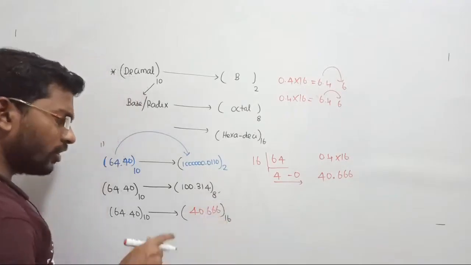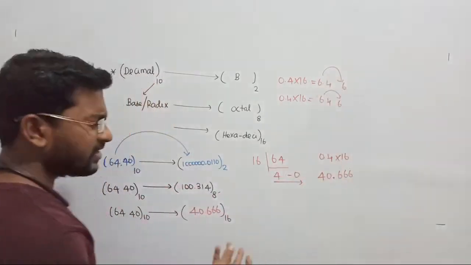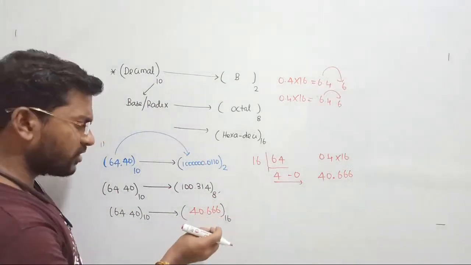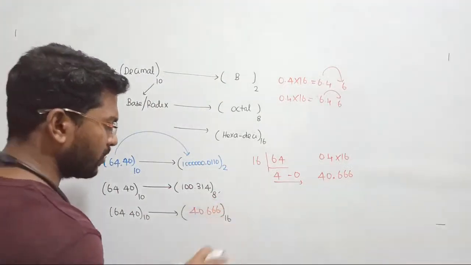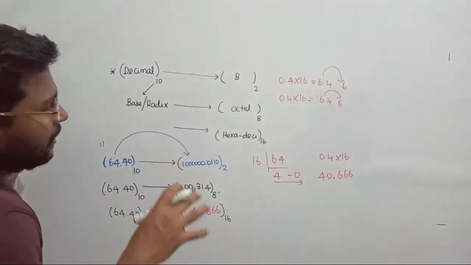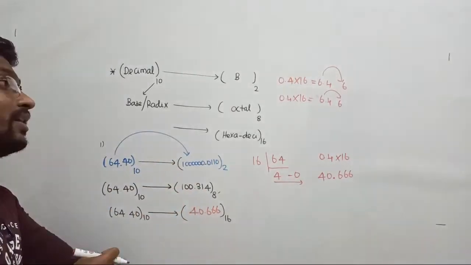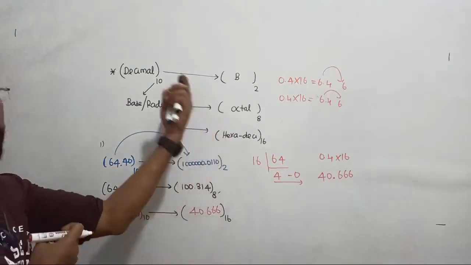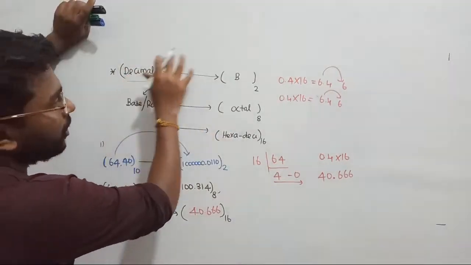40.6666. And you can go to many fractional values, but in the exam you will see it will be restricted only up to some 2 or 3 decimals. You don't need to go beyond that. Clear? So that is how we are transforming any decimal into any domain. So we are doing this conversion from decimal to any domain.